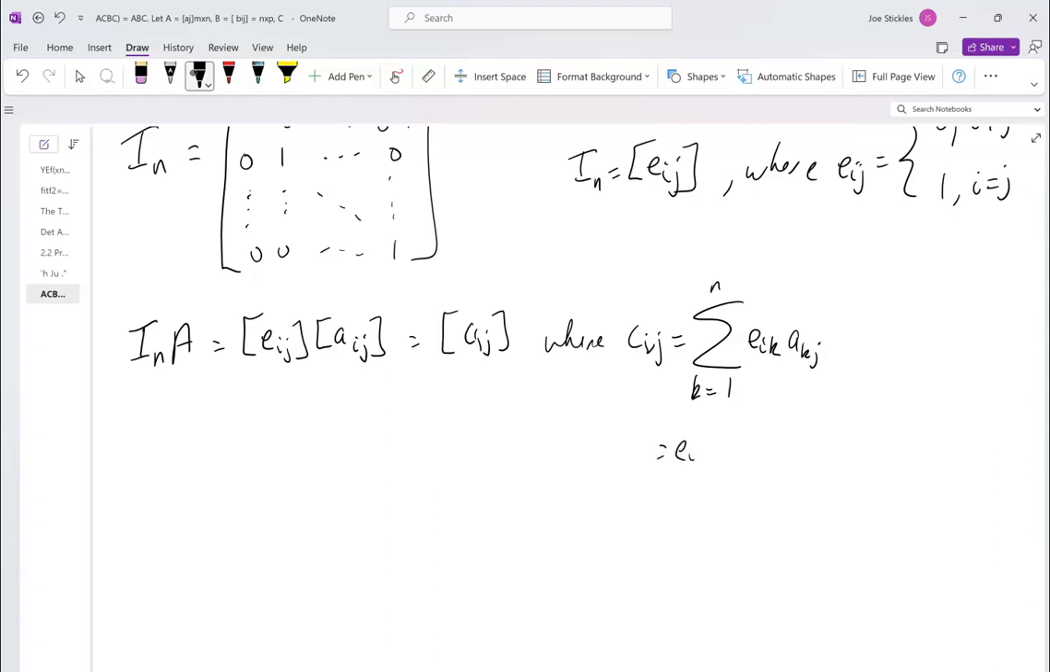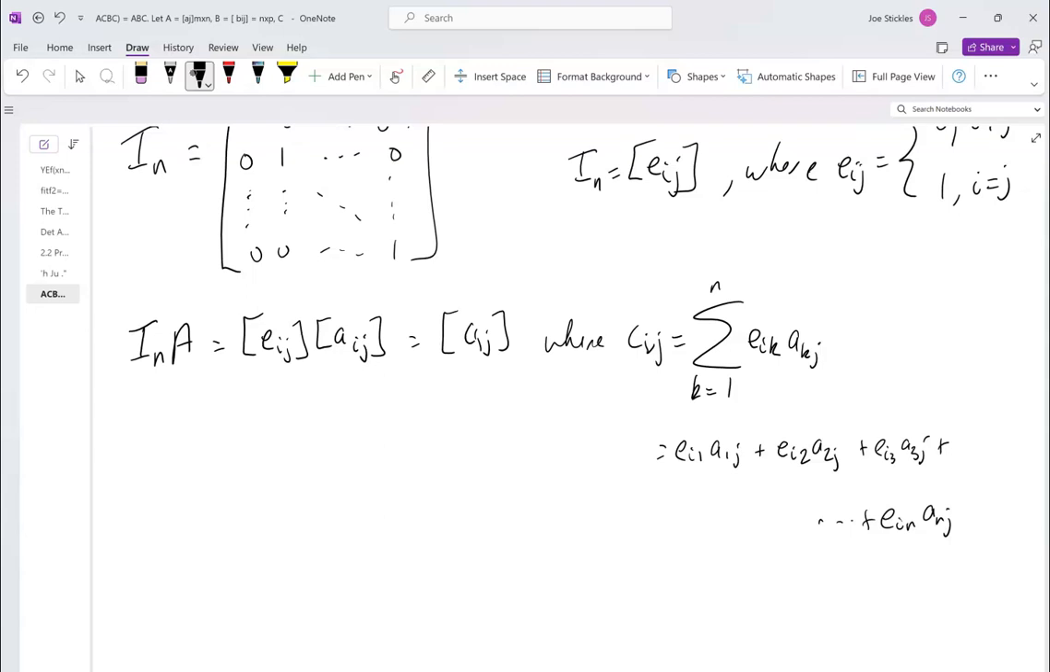So the first one would be EI1A1J. What would be the next term in the sum if you're writing it out? EI2A2J. The next one would be EI3A3J. And we would keep on going until we get to what? Yeah, EIN ANJ, right? We're going 1, 2, 3, all the way up to N.